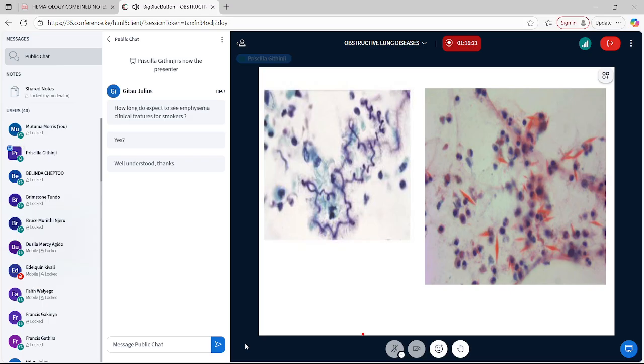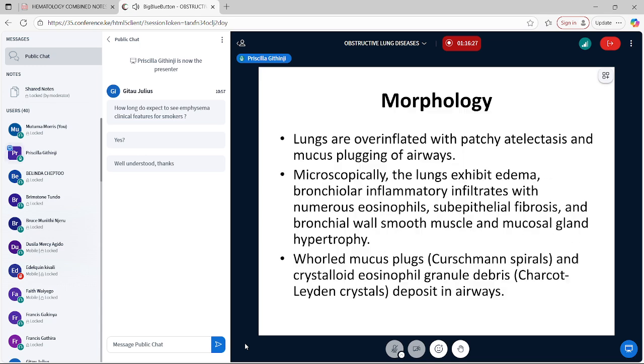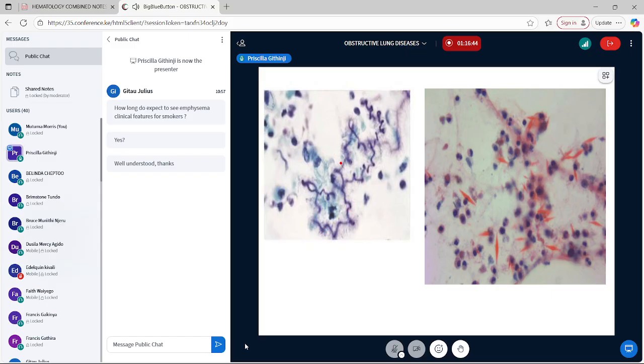So these are what we are calling your walled mucus plugs, the Curschmann spirals. I hope I'm pronouncing that correctly. So these are your Curschmann spirals, you can see. So your mucus plugs. And then you have your Charcot-Leyden crystals. So this is eosinophilic. I hope you can see my cursor. So this is what you see characteristically under a microscope in patients who have asthma.